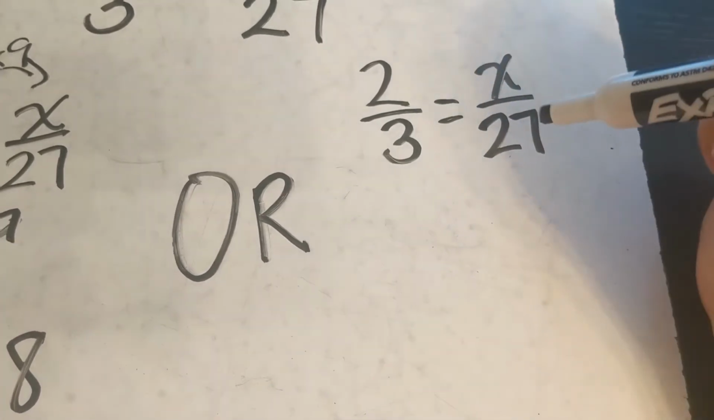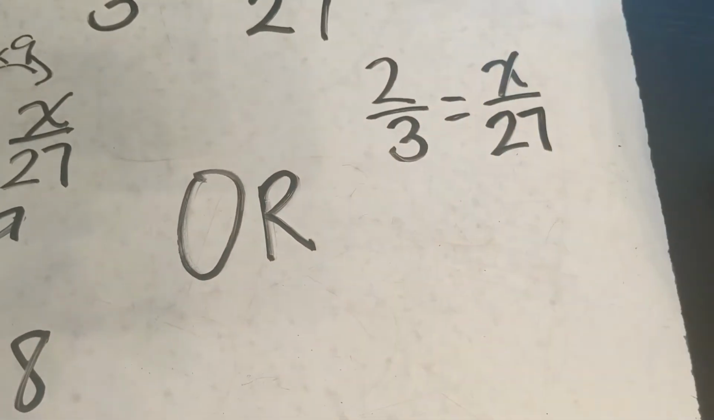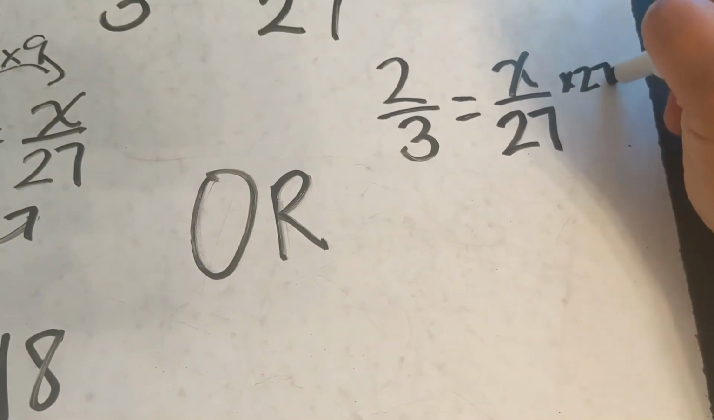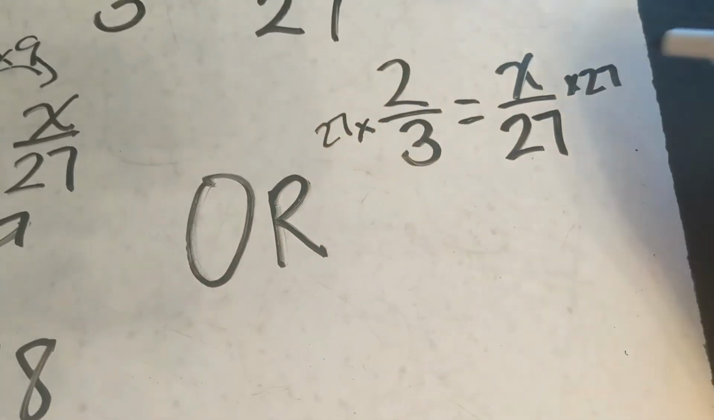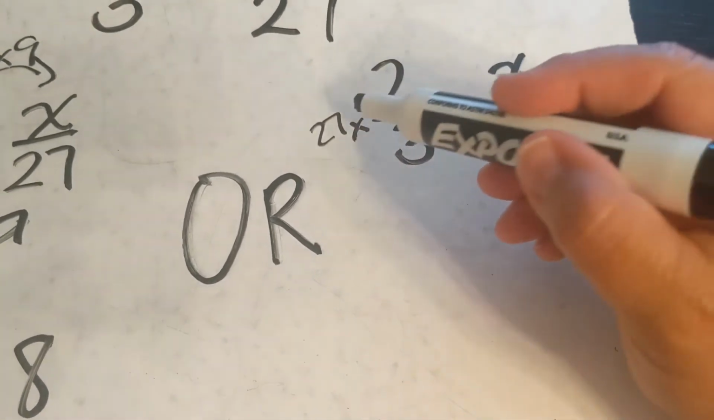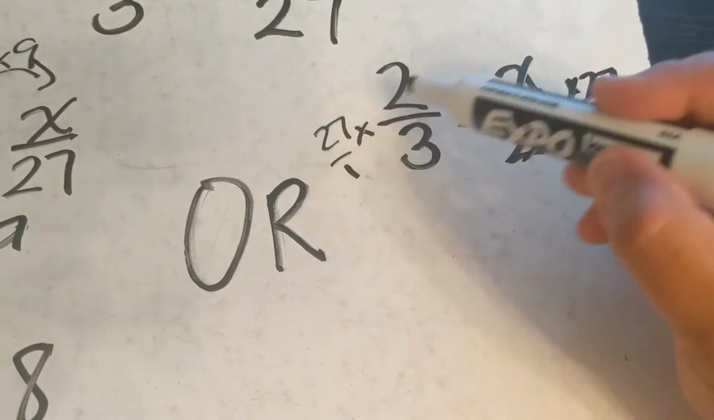Okay, so I could think, well, I want to get x alone. But I have 27 on the bottom. That's a division problem, right? So I'm going to multiply both sides. Whatever I do to one side, I have to do to the other side. Okay, and these would cancel out. I hope you're remembering this. And then I'm just multiplying because this would be like over 1, right? So I'm only multiplying those numerators.